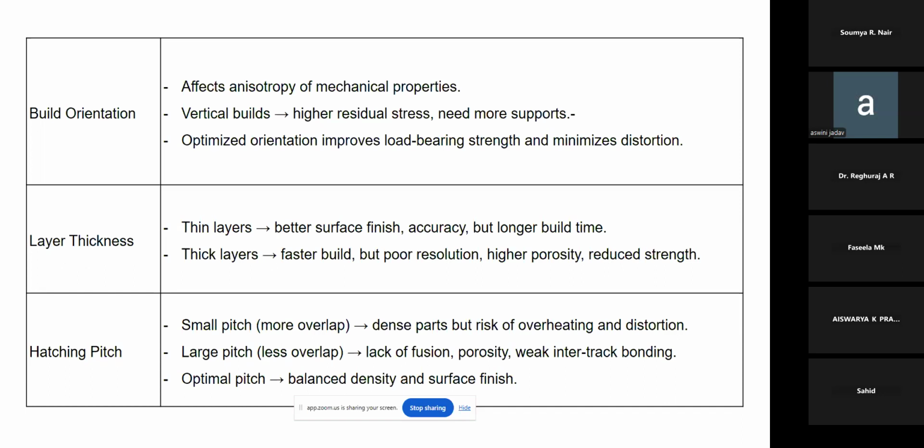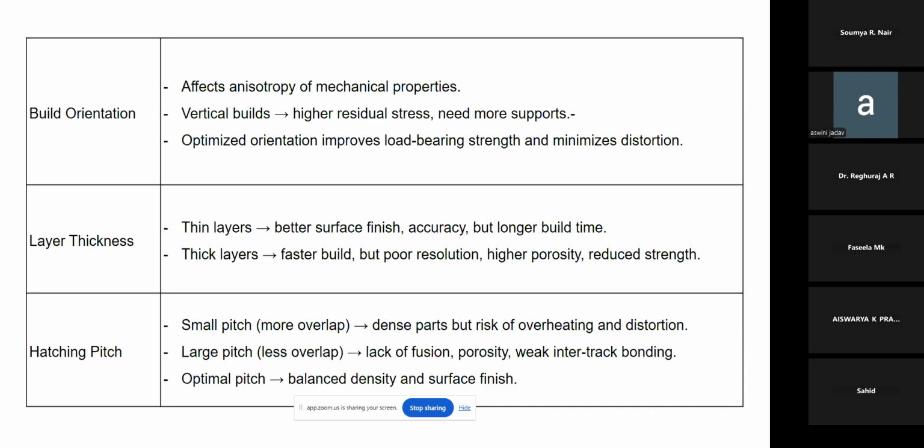Next one is layer thickness. Thin layer, obviously you will have better surface finish but longer build time. Thick layer, you can build fast, but high porosity, poor resolution will be there, but you can print the component in a very fast way, right?